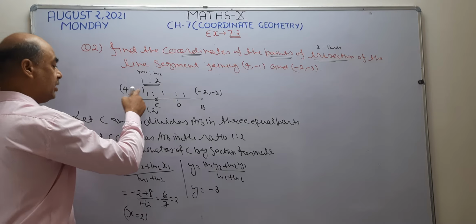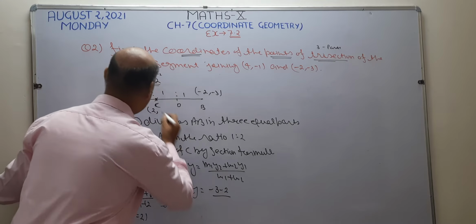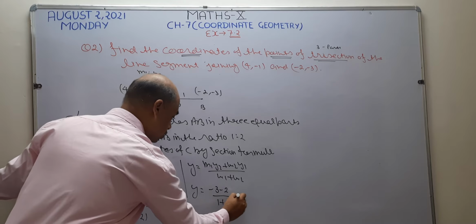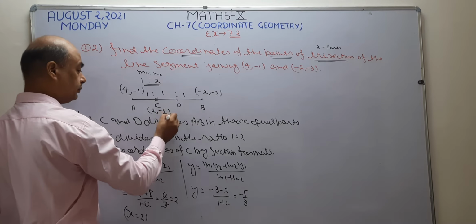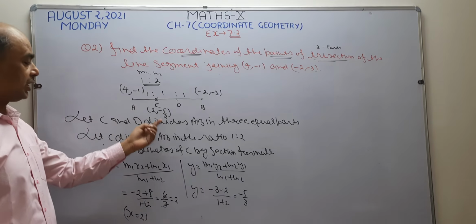After that, 2 into minus 1, minus 2 upon M1 plus M2, which is 1 plus 2. So this becomes minus 5 by 3. So the y coordinate becomes minus 5 by 3. Okay, the C coordinates are on the board.